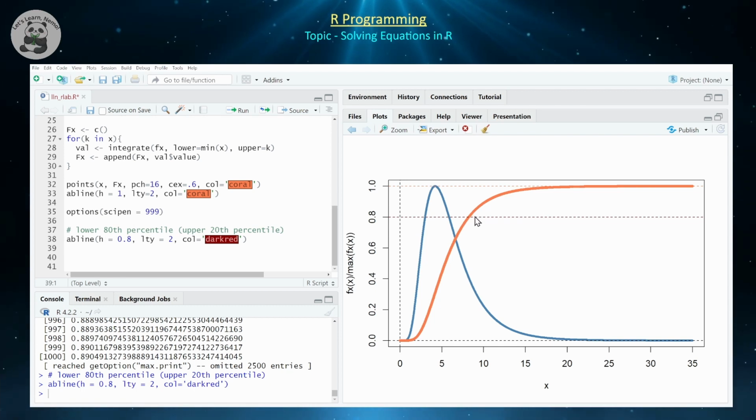So we need to find the value of x for which this orange curve crosses that dotted red line, which appears to be somewhere around 8 or 9. Right, so that's going to be our lower 80th percentile, aka upper 20th percentile. So what I can do is shift this entire orange curve down by 80%, and then that point of intersection is going to shift down to the horizontal line y is equal to 0. So in some sense, we're going to be looking for the x-intercept of the curve f of x minus 0.8.